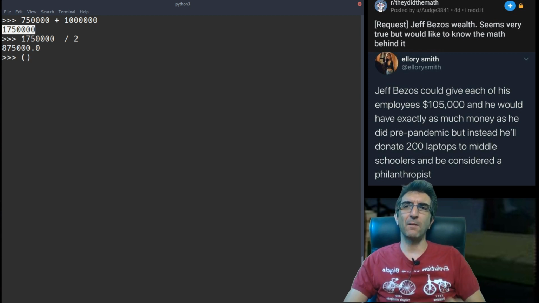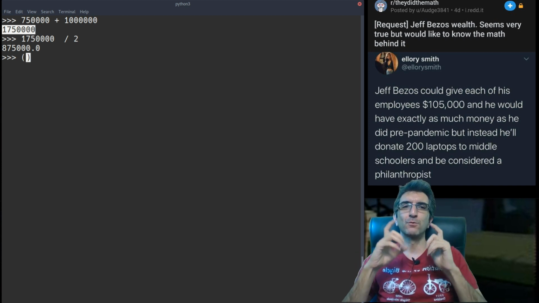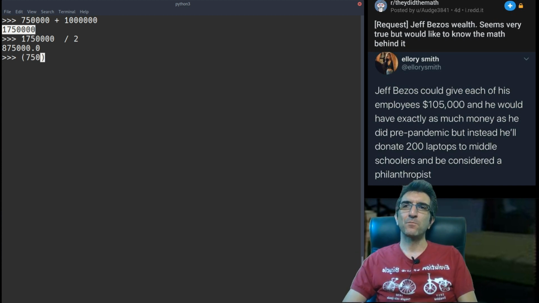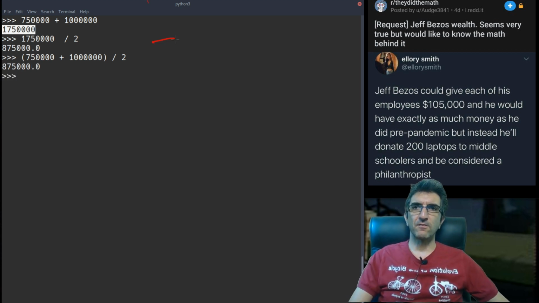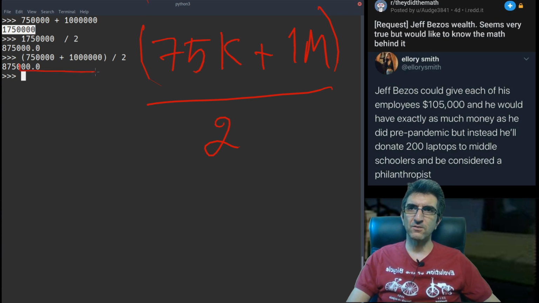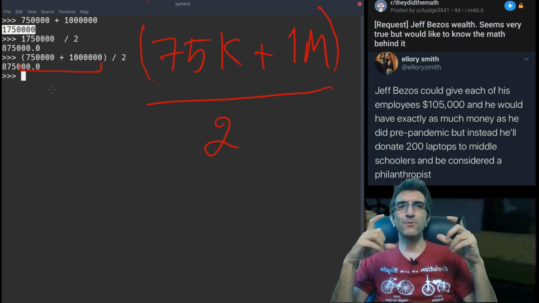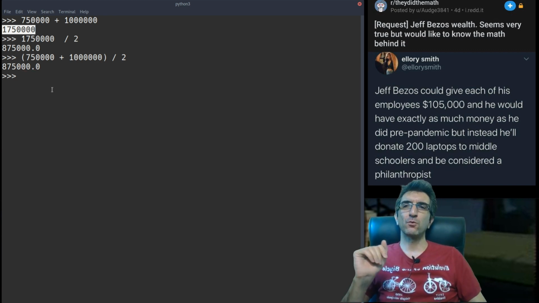So if I want to do the above, parentheses will have the most absolute priority. So I will add this plus 1 million, and divide the answer by 2. This is like writing 750k plus 1 million divided by 2, because there is a parenthesis here. It will calculate this first. Even if you have more, it will calculate the innermost parenthesis first. Okay, so this is the average number we can say Amazon has.